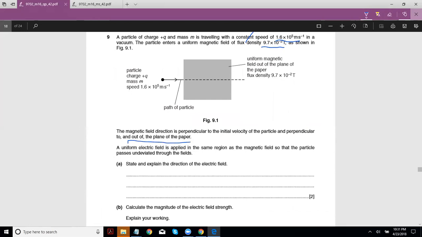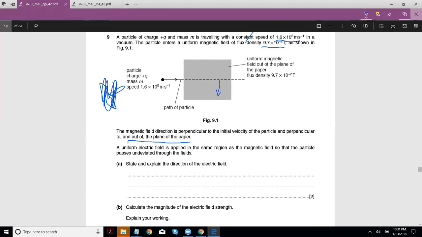It is coming out. A uniform electric field is applied in the same region as the magnetic field so that the particle passes undeviated through the field. State and explain the direction of the electric field. So I believe first with the left hand rule you can figure out which direction the force from the magnetic field acts, correct? Just use your own hands. We have the field coming out like this, so the force looks downward.